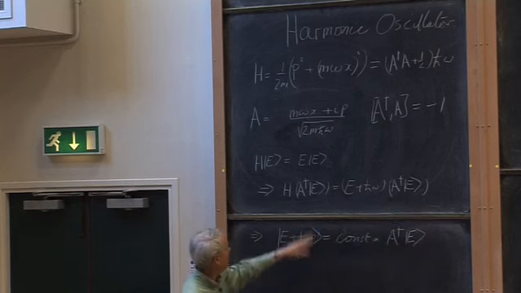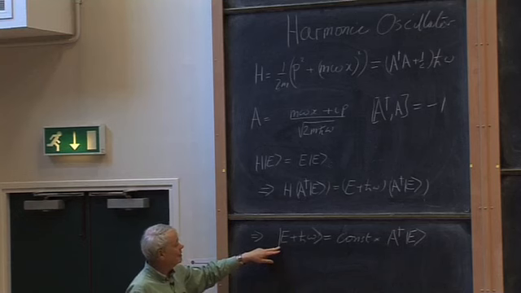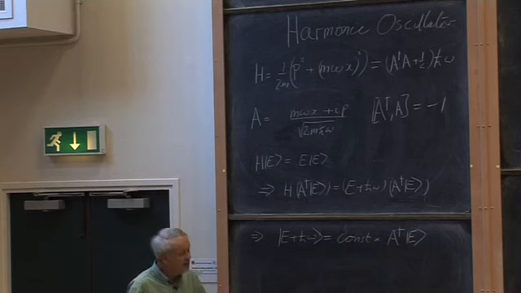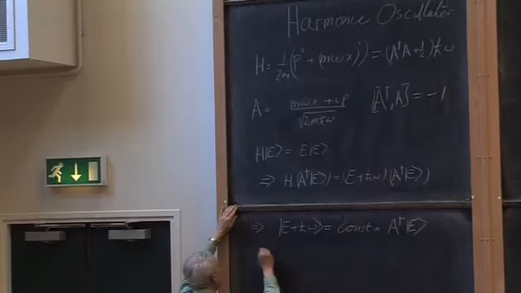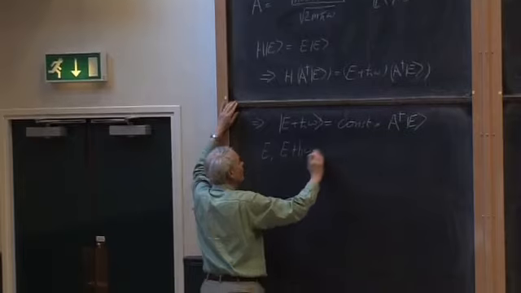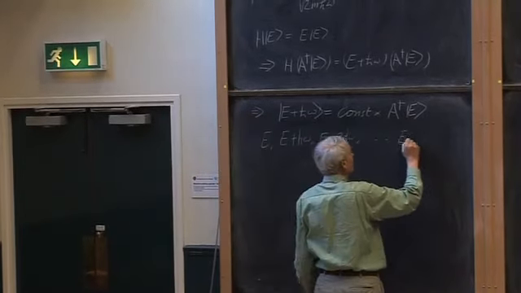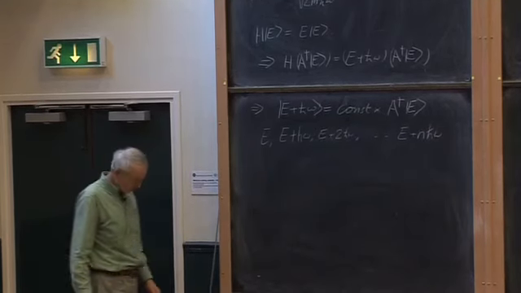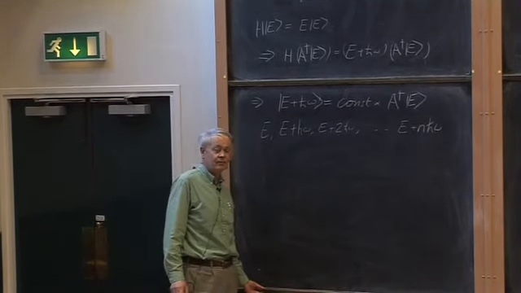In other words, this state is a stationary state of energy increased by h bar omega. And because we could repeat this, it follows that if there is an energy E, then there must be energies E plus h bar omega, E plus 2 h bar omega, and as far as we can see, E plus any integer number of h bar omegas. And what remains at this point is to find out what the number E is that we first thought of.